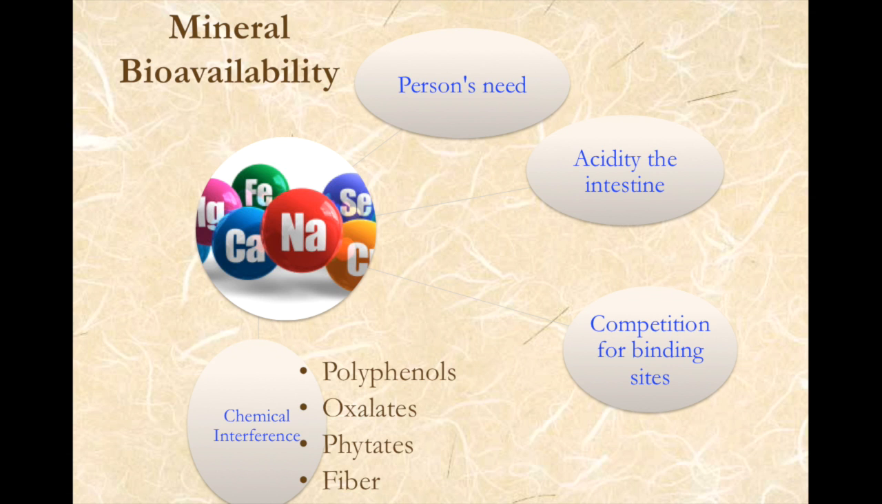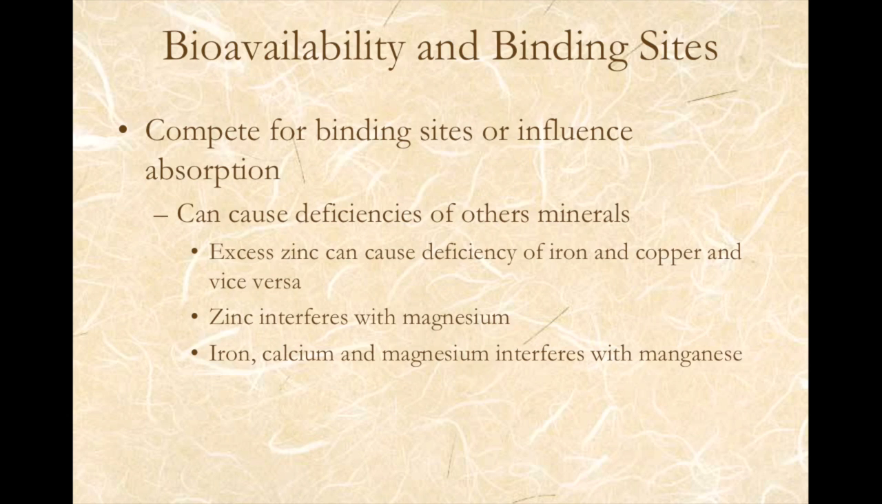And the last thing is something we call chemical interference. So chemical interference is something within the food product that binds up the minerals and makes them more difficult for the body to get at and get them into the absorbable form. And so examples of that are polyphenols, oxalates, phytates, and fiber. You're familiar with fiber, but we'll talk a little bit about the other three here in a second.